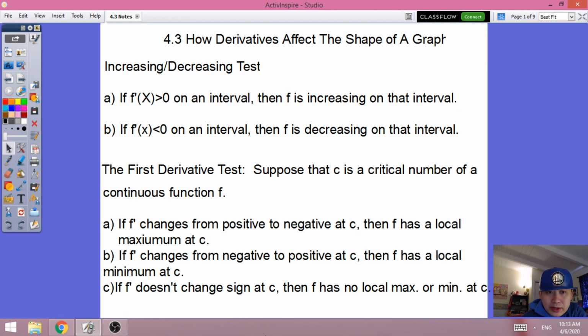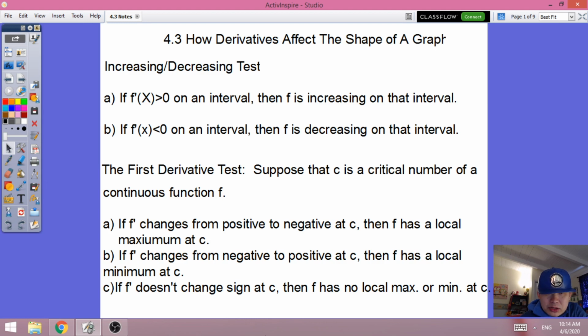We're going to do the increasing or decreasing test first. Here's the definition for the increasing or decreasing test. If f prime of x is greater than zero on the interval, then f is increasing on that interval. For part B, if f prime of x is less than zero, so that means the velocity is less than zero on the interval, then f is decreasing on that interval.